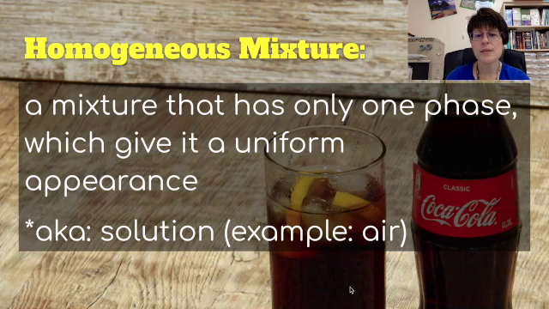The same thing with this Coke in the background. It all looks the same throughout, although Coke is a mixture of flavoring and corn syrup and carbon dioxide and color. It all has a uniform appearance. We can't just pick out those different parts of it and say, aha, there's the color over there, or there's the flavoring over there. It's all uniform. It's one phase.